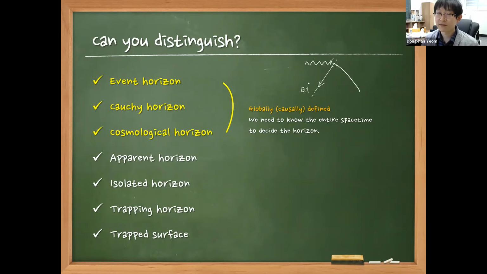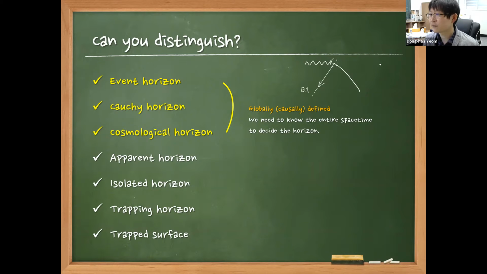This means that in order to decide whether here is the event horizon or not, you must know the entire structure of the space-time. You even have to know the future infinity. If you don't know what happens at future infinity, then you cannot decide whether this point is inside the event horizon or not. So in this sense, it's globally defined.